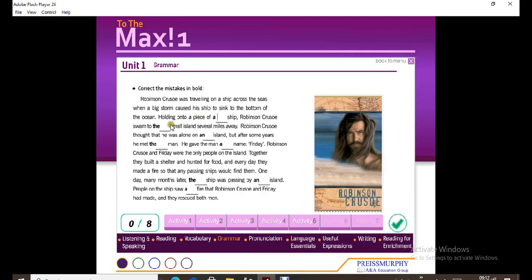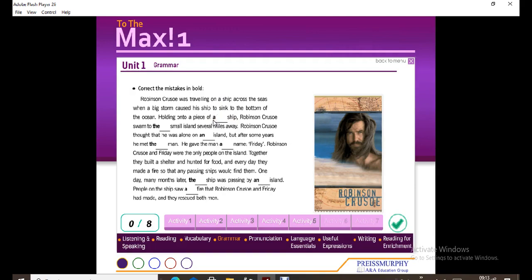Okay, now holding onto a piece of, here there is a ship. The ship is mentioned before, يعني هاي تاني مرة we are talking about the same ship. So this is wrong. We are going to write the.